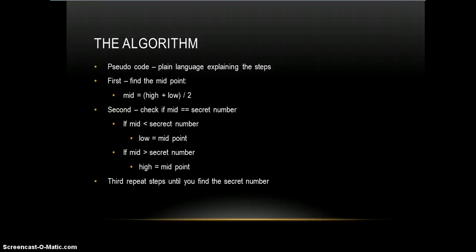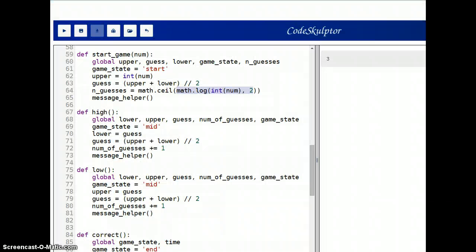And then the next step is we repeat the same steps over and over again until we find the secret number. So let's take a look at this in CodeSkulptor.